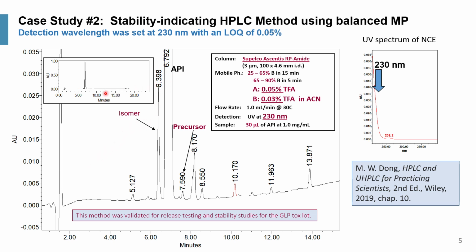And here is a chromatogram at full scale with the absorbance unit of 1 for the API peak, and in an expanded scale under very high sensitivity, showing the API, the isomer, and the precursor, which is almost at the limit of quantification of 0.05%. This is the immediate precursor for the synthetic route, and this is a stability indicating method for an NCE which has been validated for release testing and also stability study of the GLP tox lot.